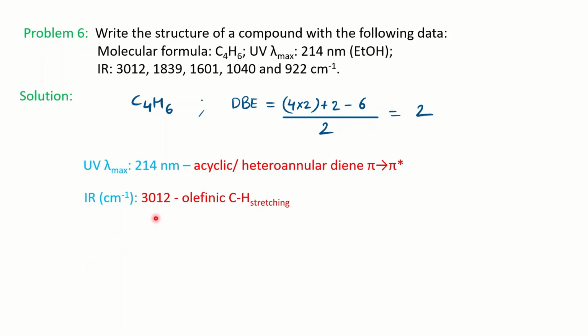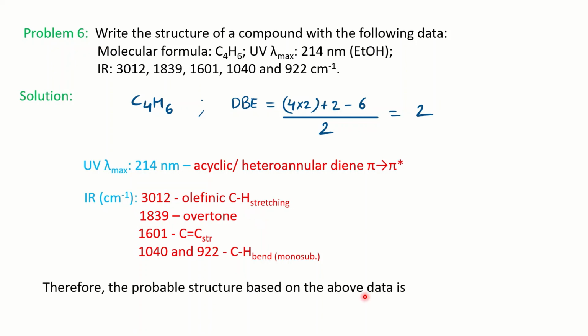Then comes the IR data 3012. Again, it suggests the presence of olefin, and 1839 is a peak which is given for the overtone. Overtones normally are the characteristic of olefin or aromatic compound. So you are getting here 1839 as the overtone of 922. 1601 is a peak for C double bond C stretching. So these two peaks, 3012 and 1601, along with the overtone peak, confirm the presence of olefin here. And then you have peaks 1040 and 922, which suggest it is a mono-substituted CH.